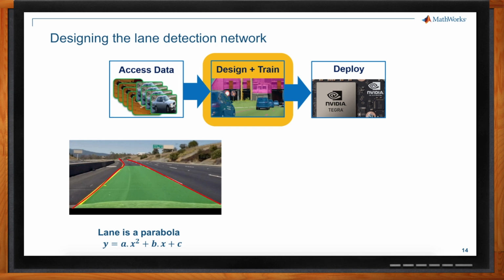So now we've got our labeled data, right? The next task is to train the network. Here come some of the more innovative ideas of how we build a lane detection network. In this particular approach, we defined the lane as a parabola. So let's say it's ax squared plus bx plus c. If I want to know the shape of the lane, I have to figure out what the coefficients of my parabola are: a, b, and c.